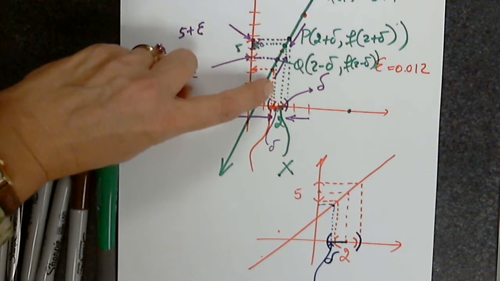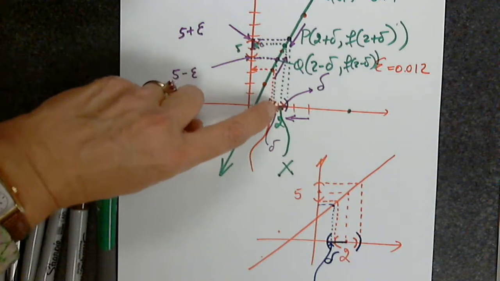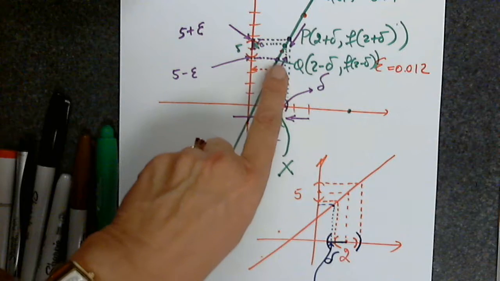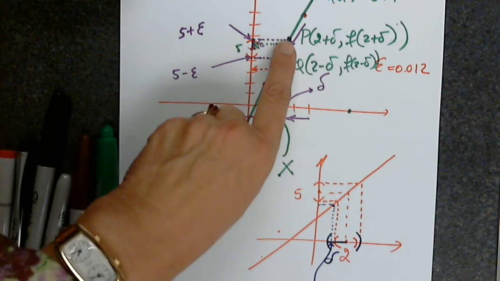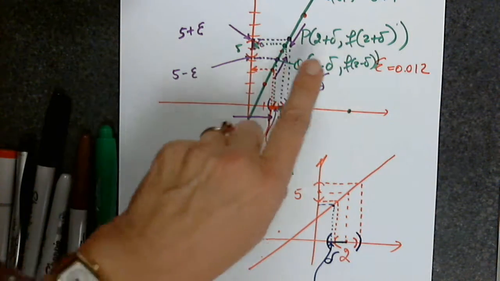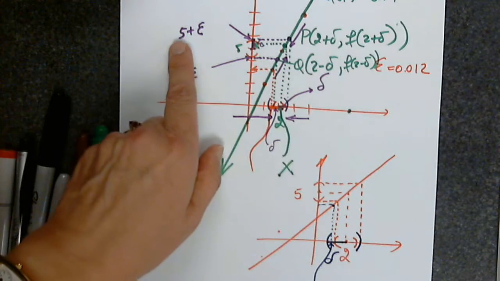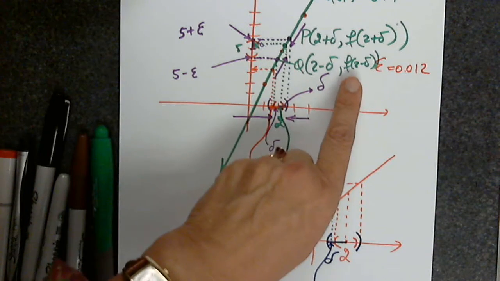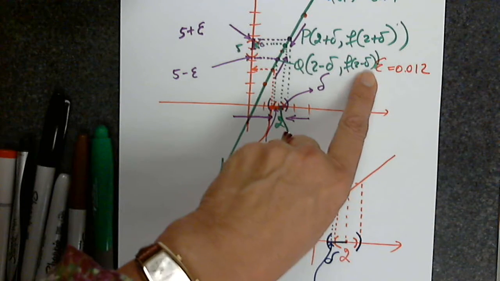So this point has the x-coordinate 2 minus delta. This point has the x-coordinate 2 plus delta. And this point has to have the same y-coordinate, which is 5 minus epsilon. And this one has a y-coordinate, which is 5 plus epsilon. So what I'm going to do, I'm going to set f of 2 plus delta equal to 5 plus epsilon. I'm going to set 5 minus epsilon equal to f of 2 minus delta.